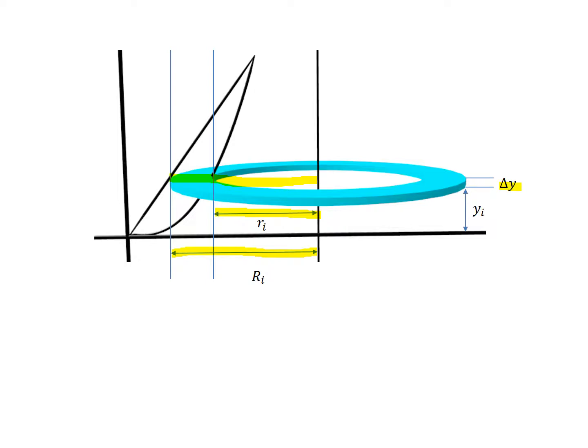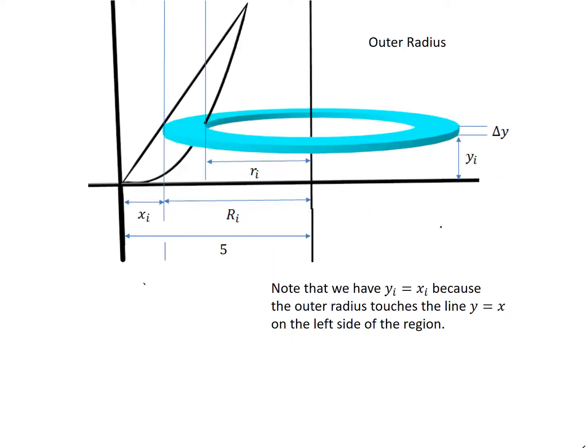So our volume here for this ith washer is going to be its cross-section area times its thickness. And the cross-sectional area, I just have the difference in areas between the outer circle and the inner circle. So I get pi times capital R sub i squared minus pi little r sub i squared times change in y. Now we need to consider the outer radius.